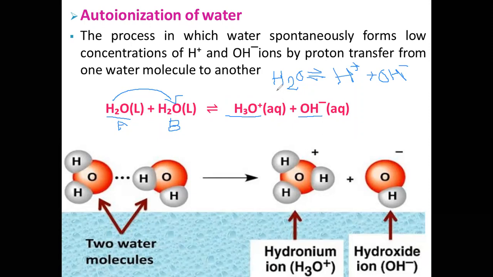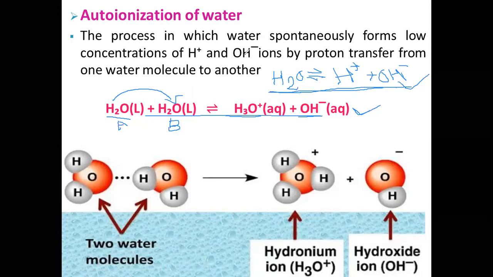In some books this reaction is also available. That means a water molecule undergoes dissociation and forms H plus and OH minus ions. Both reactions are correct. The first reaction is correct, and this second reaction is also correct, but more correct is this reaction in the form of hydronium ion and hydroxide ion. If we write this reaction, then it is also correct.